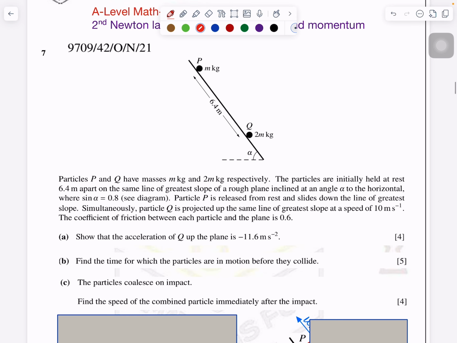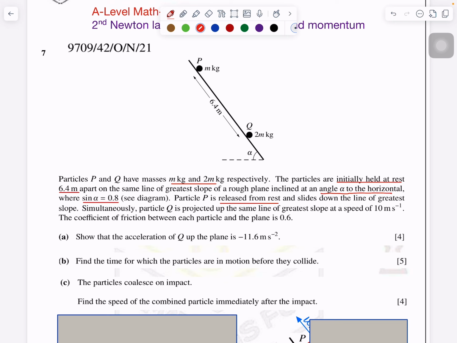P and Q have masses m kg and 2m kg. The particles are initially at rest and the distance between them is 6.4 meters. The plane is inclined at angle alpha to the horizontal, where sine alpha equals 0.8. Now when this information is given to you, you can easily find out cos alpha also because it is needed in resolving forces definitely.